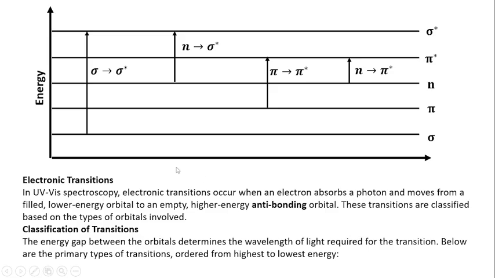You can see in this energy diagram that the sigma to sigma star transition requires the highest energy, and the n to pi star transition has the lowest energy compared to the others.